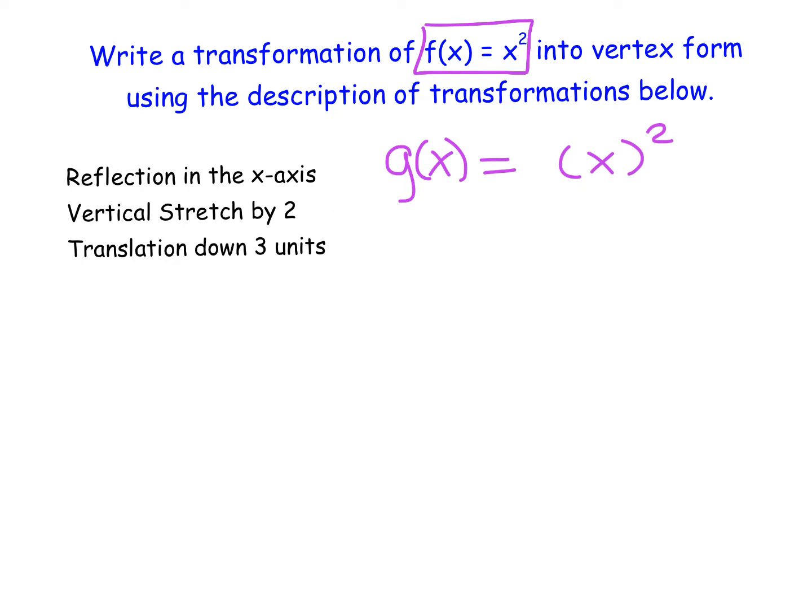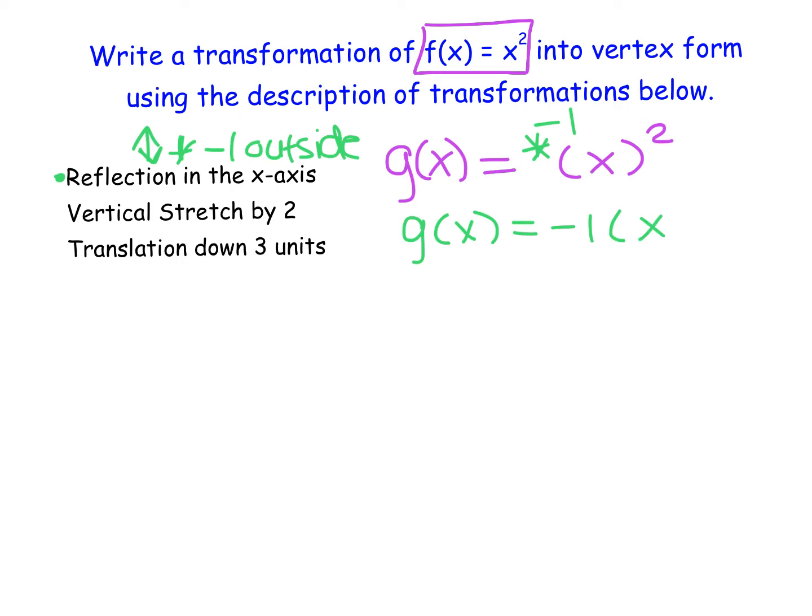So the first thing that we're asked to do is a reflection in the x-axis. So if we reflect on what we know about vertex form, we know that the x-axis is a vertical reflection. And as a result, this is going to be a multiplication on the outside of the parentheses of -1. So I'm going to multiply the outside of this entire function by -1. So after my first transformation here, I end up with g of x is equal to a -1, and then in parentheses x squared. And you can just write a negative on the outside if you'd like as well. You don't actually have to have the 1 there.